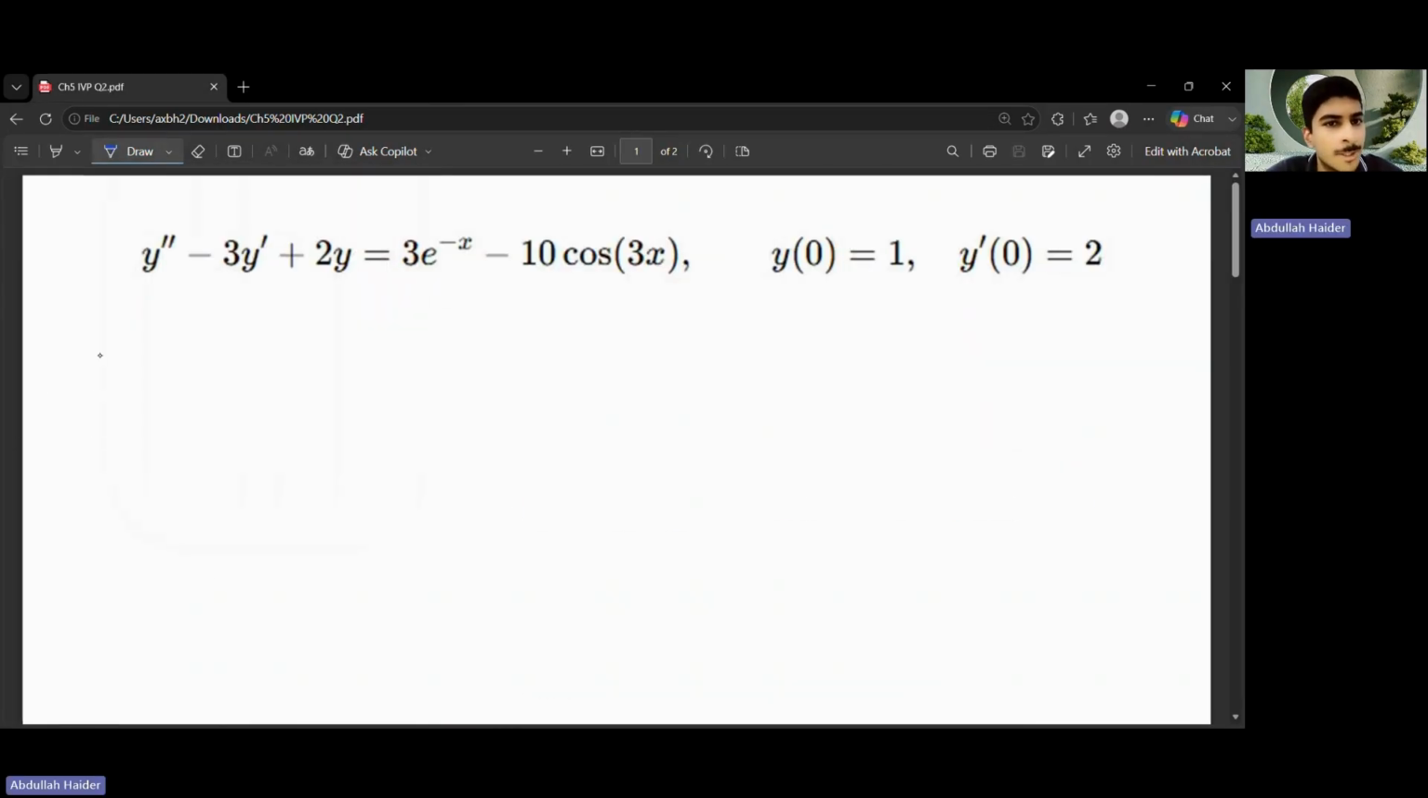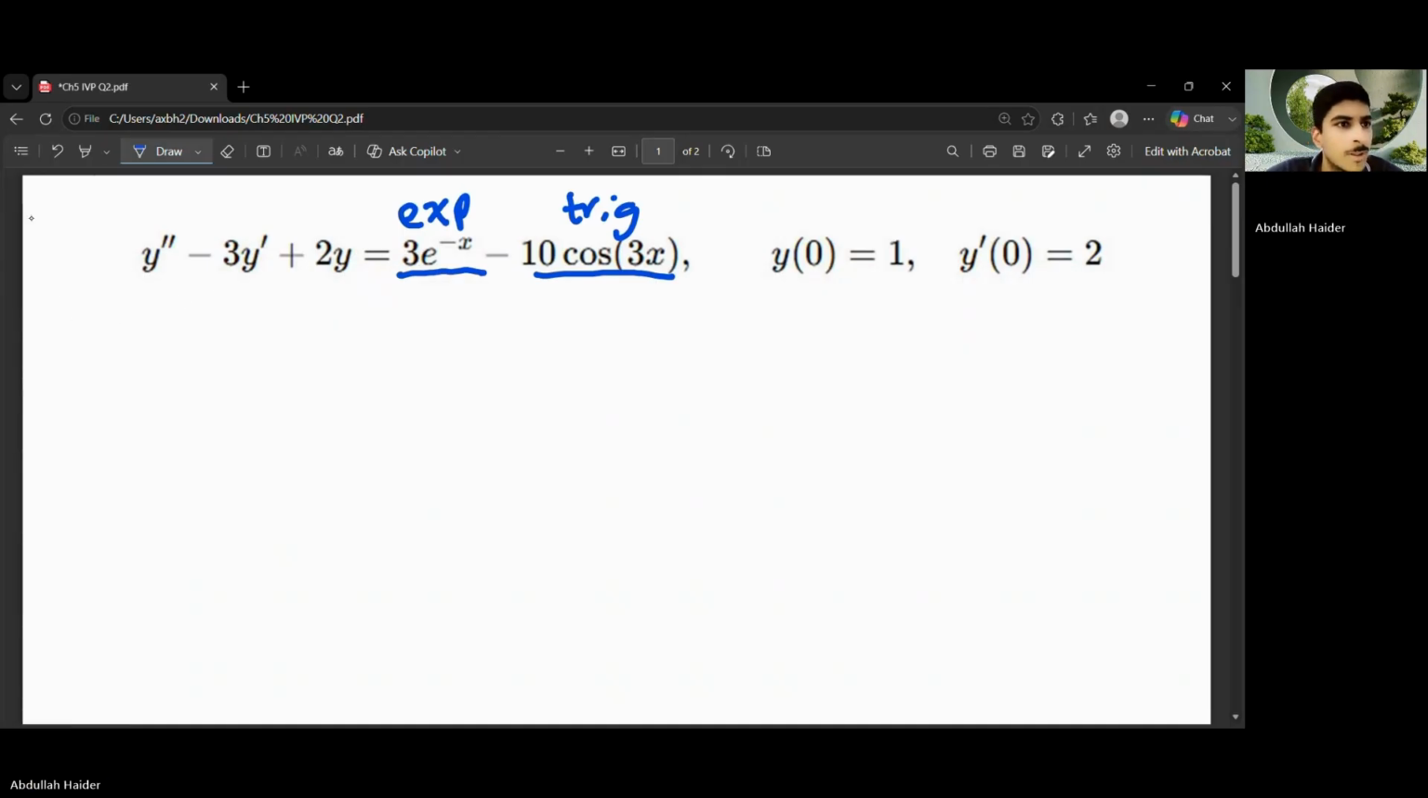All right, so we will be attempting this question. You have y double prime minus 3y prime plus 2y is equal to 3e^(-x) minus 10 cos 3x. Note that you have an exponential over here, and a trigonometric over here. As always, the way to start is find the homogeneous, then make an assumption for yp, and then find constants.